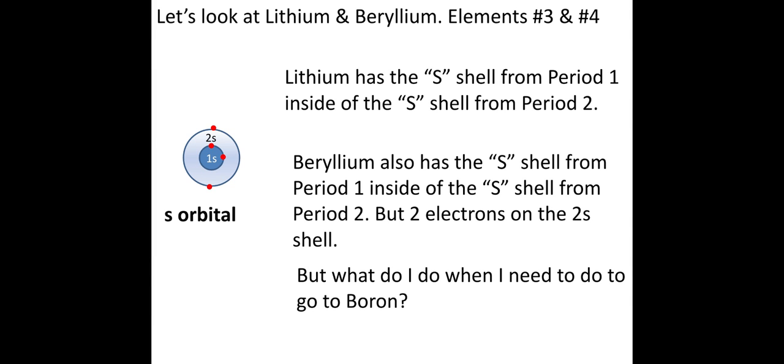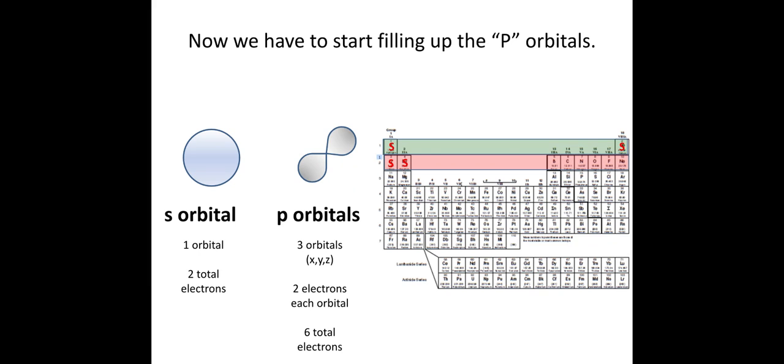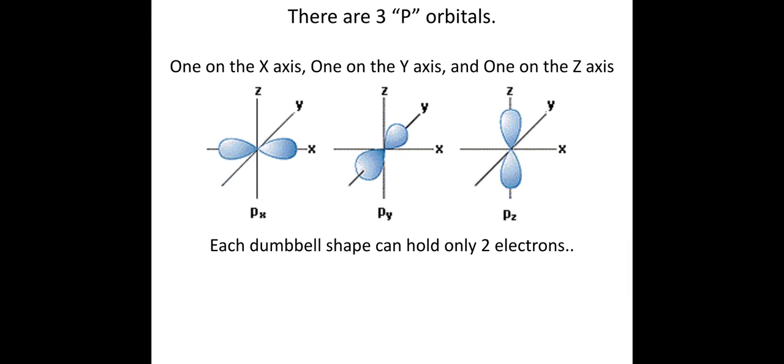But what do I do when I need to go to boron? Now we start filling up the p orbital. We start filling the p. There are three p orbitals, we've said that already, and that's their shape on the x-axis.